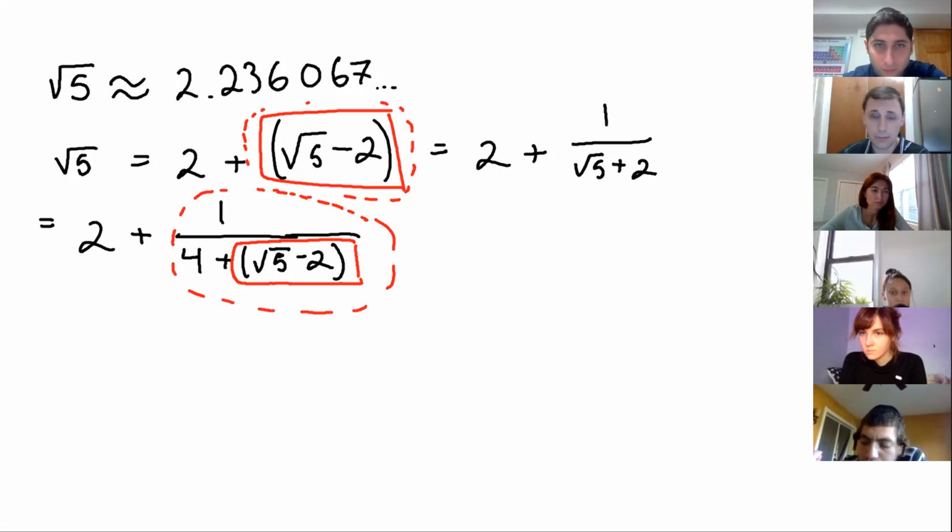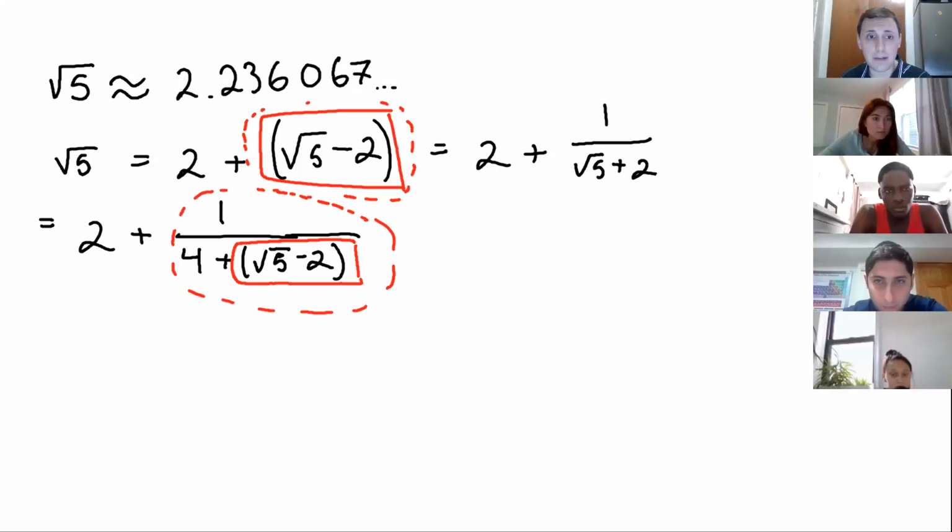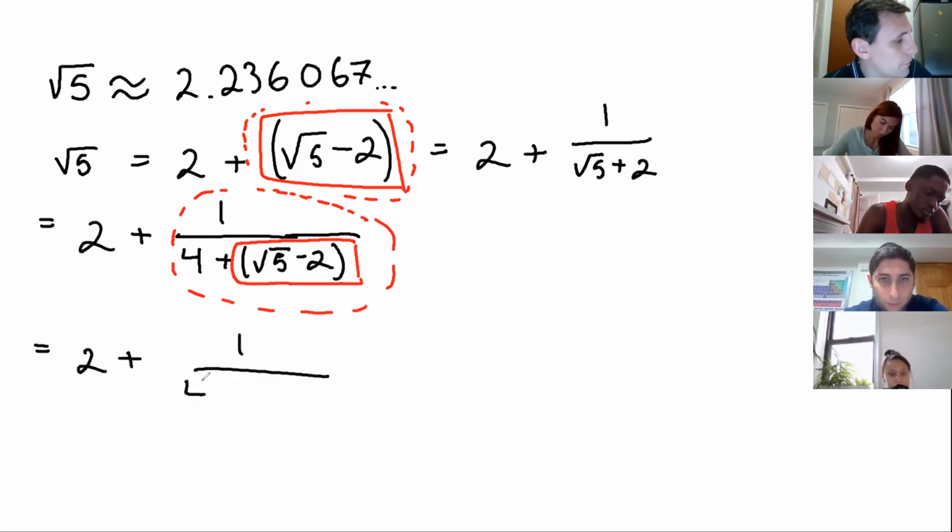It now goes again the same way. Do you see that? If I remove the 4, look at it. 4 minus 2 is the plus 2. Do you see that the denominator is exactly the same as the denominator here? You agree? 4 plus root 5 minus 2 is the same as root 5 plus 2. So I haven't changed anything. But by removing the 4, the thing that is in this red box is the same as root 5 minus 2 that I had originally. Yes? And so what we now have is simply 2 plus 1 over 4 plus 1 over 4 plus 1 over 4, like this.